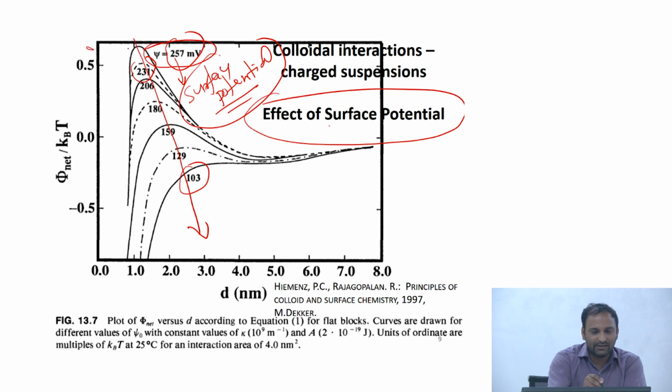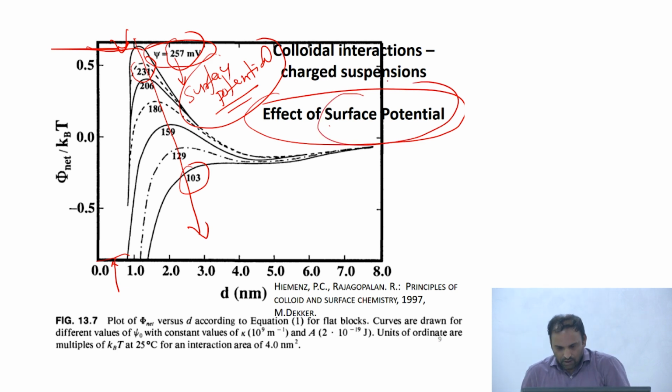You can clearly see that if this is the barrier to begin with, I'm reducing the barrier by changing the surface potential. Again, this is another way of making sure that aggregation occurs. That means if I want to go from a well dispersed state to an aggregated state, the second way would be playing with the surface potential or the surface charge.